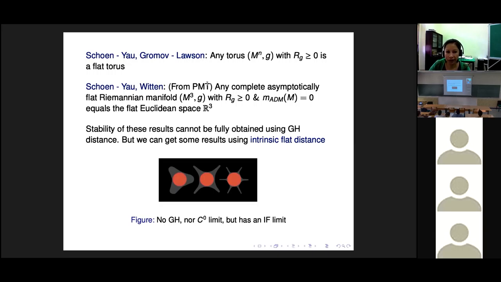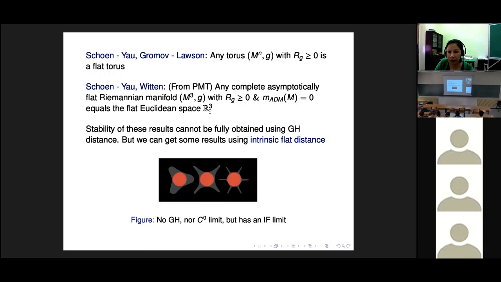Another result is the following. This result is part of the positive mass theorem, but I'm just giving you part of it. We start with a complete and asymptotically flat Riemannian manifold. This manifold can have dimension higher than 3, but I'm just writing 3 here, with nonnegative scalar curvature and ADM mass equal to 0. If these conditions hold, then the manifold has to be the flat Euclidean space.